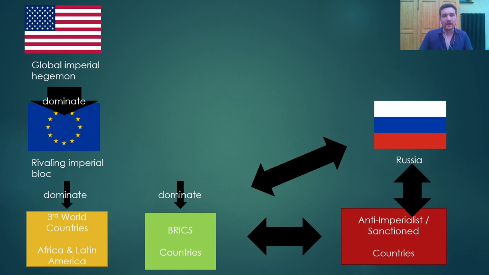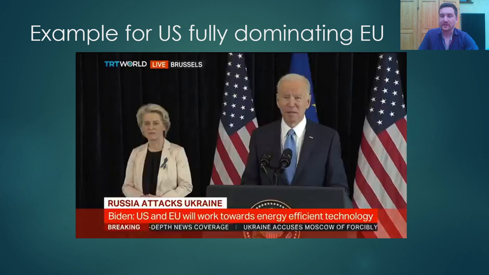And here is an example of the United States fully dominating Europe. So this is Ursula von der Leyen, a former member of the German government, and she's now the head of the European Union, because the European Union is pretty much dominated by Germany. Germany is calling the shots in the European Union. And here is a nice speech where Biden basically says that, you know, we're going to sacrifice Europe in order to crush Russia.